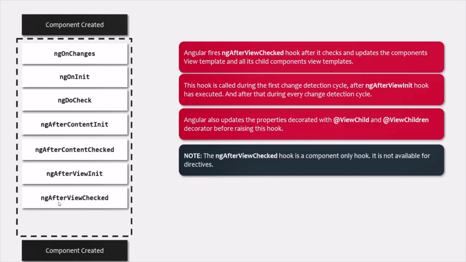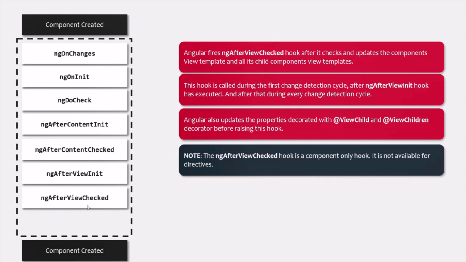In the same way, this ngAfterViewChecked lifecycle hook gets called only for those change detection cycles which have occurred after the view template of the component or its child components have been initialized. Any change detection cycle which occurred before the component's view template or its child component's view template has been initialized, for those change detection cycles, this ngAfterViewChecked will not get called. Again, if you want to compare the previous view of the component with the current view, you can only do it inside this ngAfterViewChecked lifecycle hook.